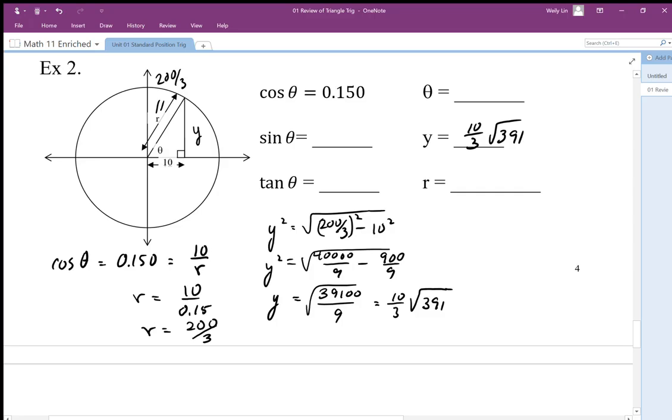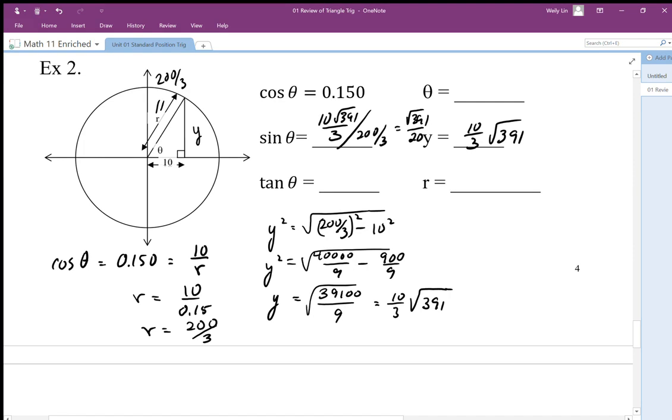The sine ratio then works out to be y over the hypotenuse. So I'm going to have to simplify this: 10 over 3 over 200 over 3. So that's going to simplify, the 3's cancel out, and the simplified form of this is going to end up being root 391 over 20. So there's the sine ratio.